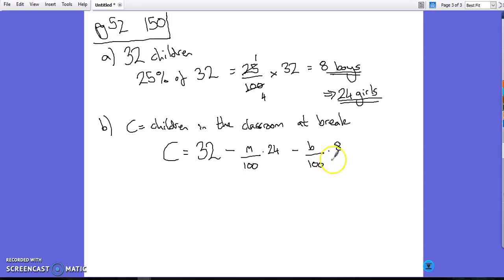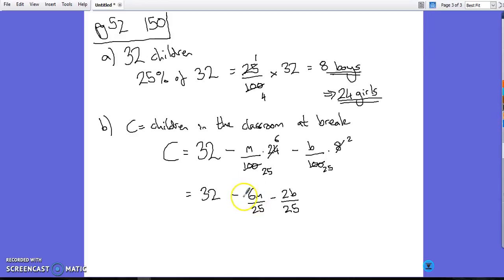And of course we can cancel these as well if we want to. I'm going to cancel each of them by 4. So 4 goes into 24 6 times, and into 100 25 times, into 8 twice, into 100 again 25 times. So I have this same common denominator here, and I can then simplify this to be 32 minus 6m over 25 minus 2b over 25.